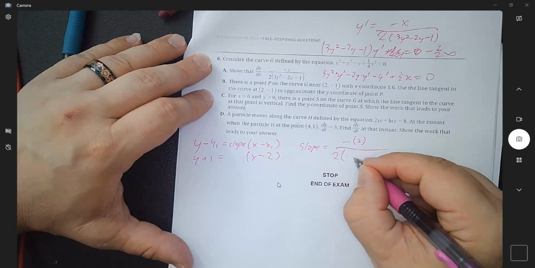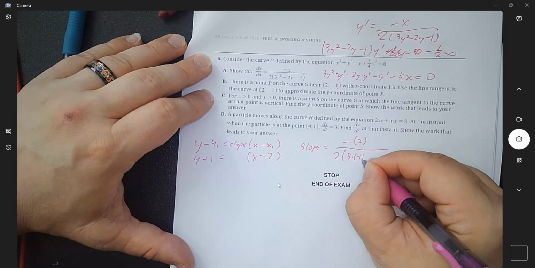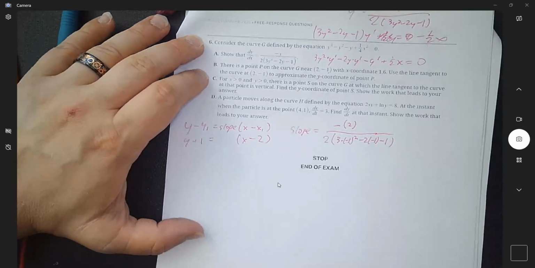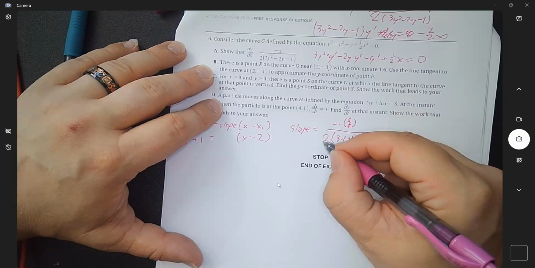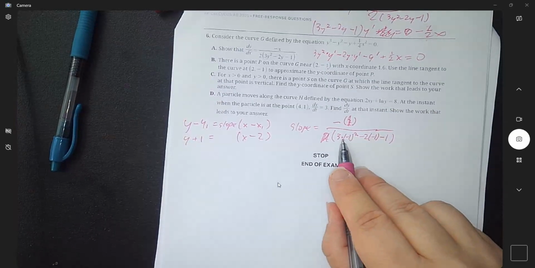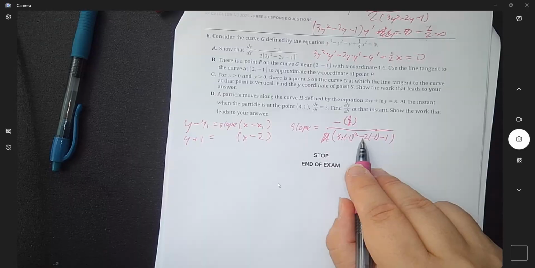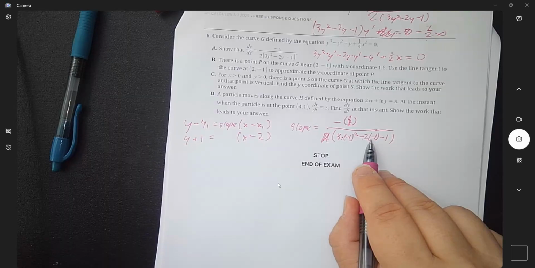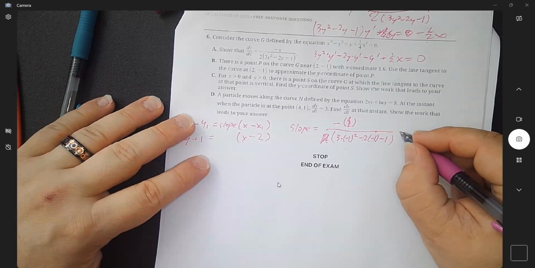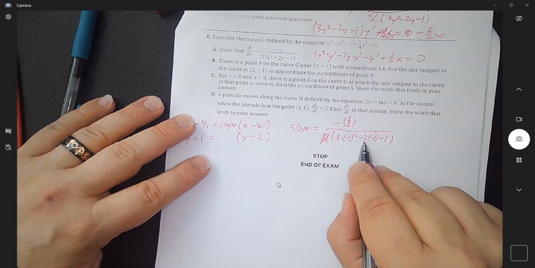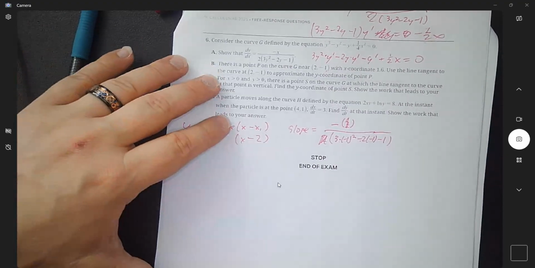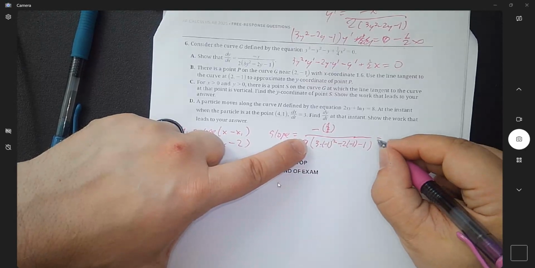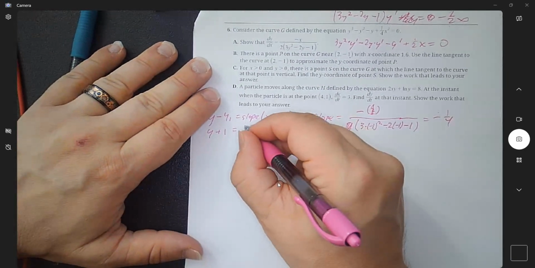So the slope is going to be -2 over 2, 3 times (-1) squared, minus 2 times -1, minus 1. Does that sound good to you? So these are going to reduce to 1. And then I've got to evaluate this. 3 plus 2 is 5, minus 1 is 4. I'm so zapped with the calculus, I can't even do arithmetic here. So I get -1/4.